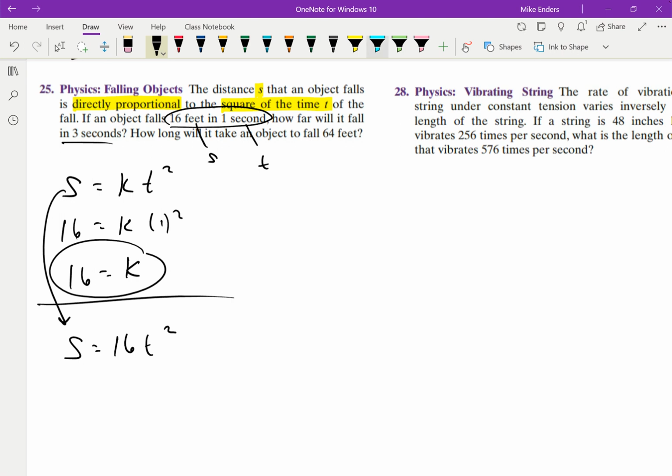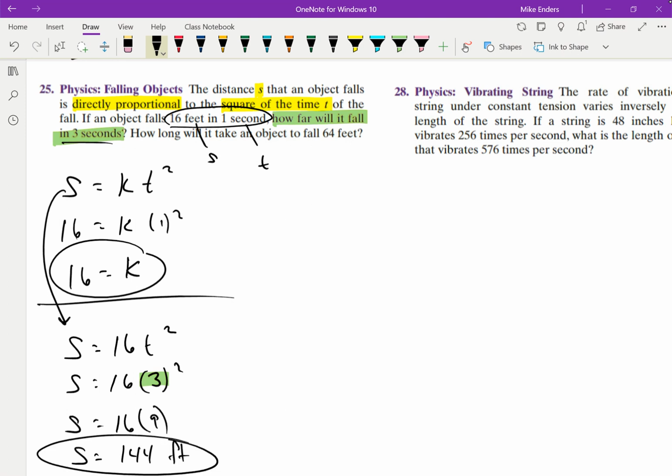So then my question becomes, how far will it fall in 3 seconds? If I let my time now be 3, then s equals 16 times 3 squared. We could plug all of this into the calculator. 3 squared is 9, and 16 times 9 is 144. We're talking about distance here, so that's going to be in feet. So how far will it fall in 3 seconds? 144 feet.